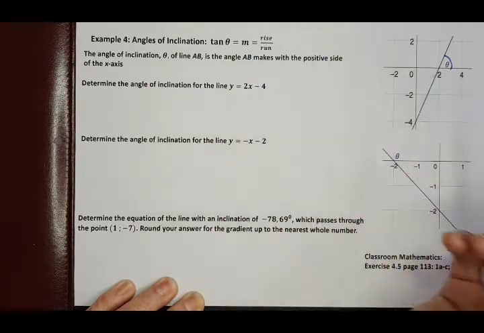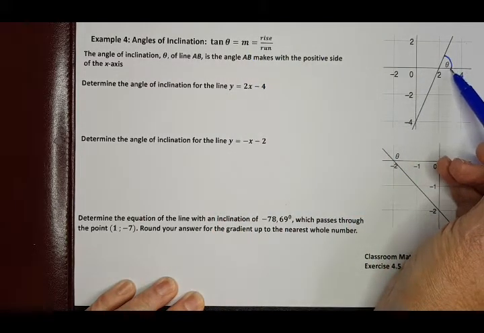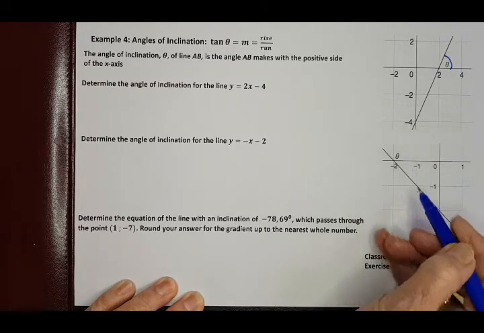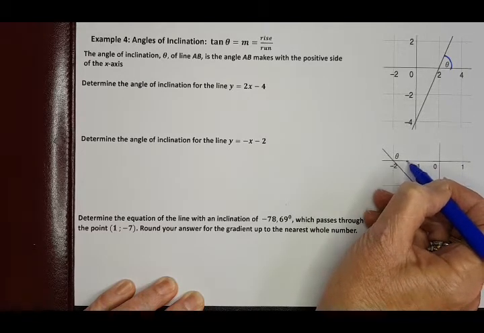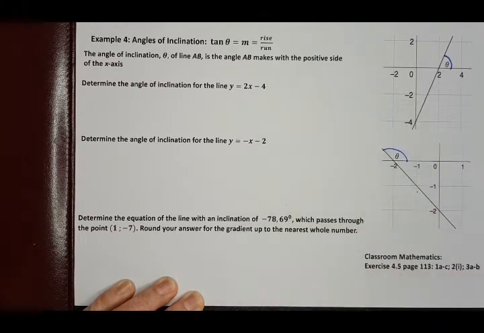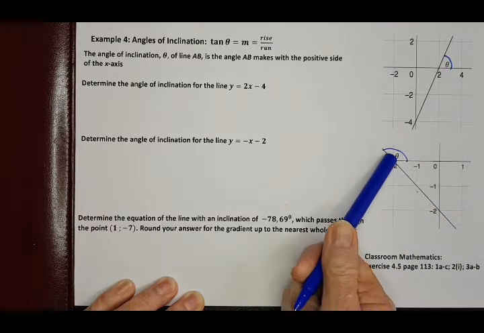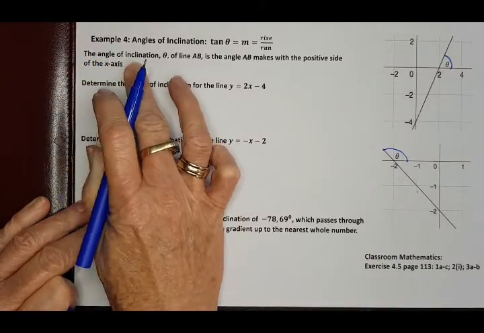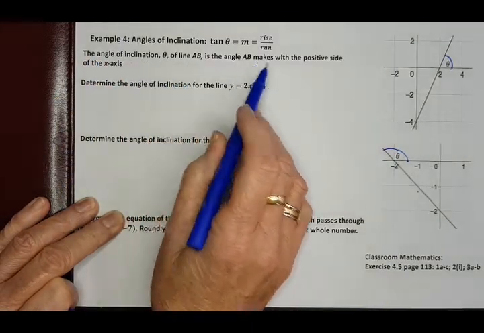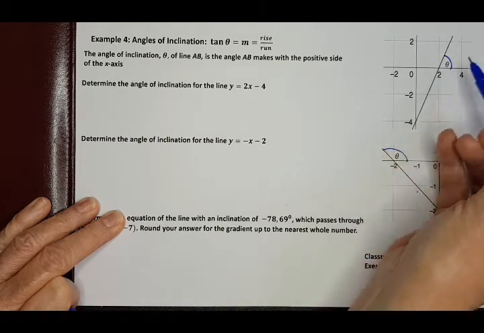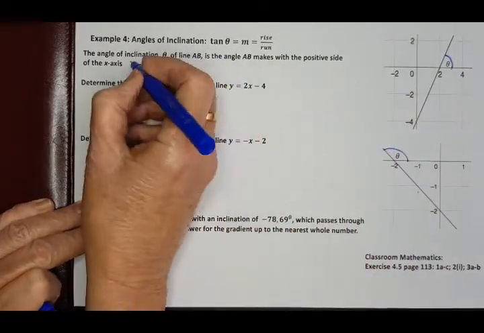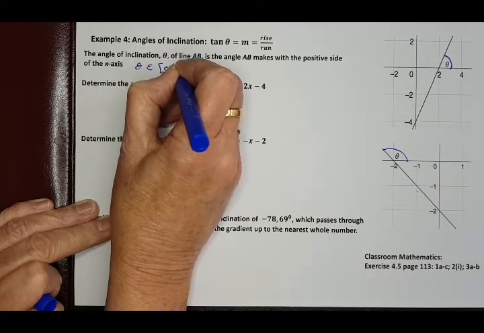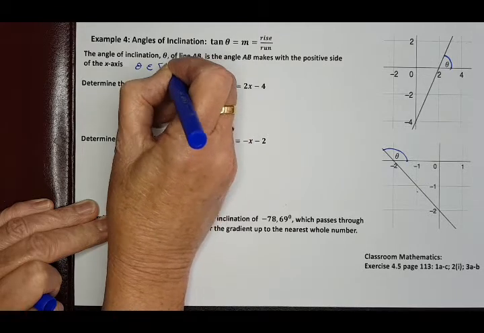Now the angle of inclination is always between 0 and 180 degrees. Even in this example here, the angle between your line and the positive side of your x-axis, that would be your theta value over there. So the angle of inclination theta of line AB is the angle AB makes with the positive side of the x-axis, and there's a condition there that says that theta is always between 0 and 180 degrees.